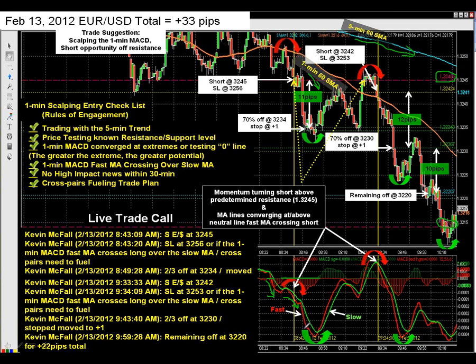Current momentum on a 1 minute. This is a 1 minute time frame. Current momentum says the market is trying to short this euro dollar. So we know that now we have resistance and support.